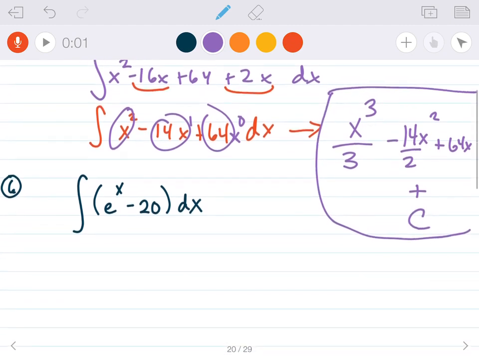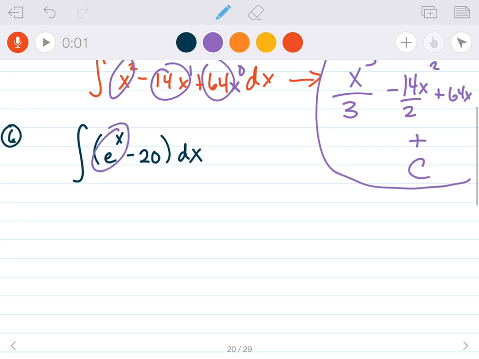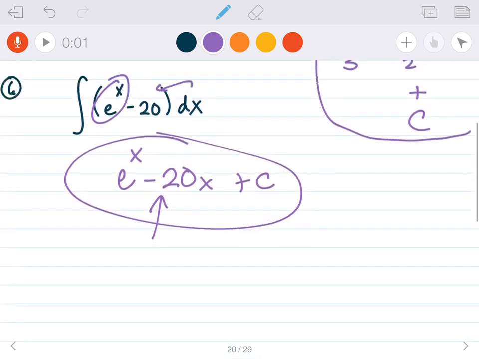Okay, let's look at number 6. Now again, this is a special type of derivative, so we can't use that reverse product rule or reverse power rule trick that we've been doing. So we just have to kind of think about it, like what would the antiderivative of e to the x be? Well, it's just e to the x, right? So what's our answer here? Well, it's just going to be e to the x minus 20x plus c. And to check, again, take the derivative of this. Do I get this? And yeah, you do. So that's the answer there.